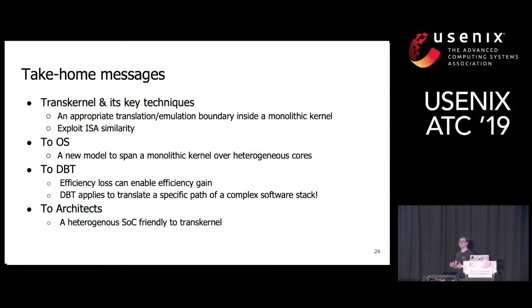To architects, we advocate a heterogeneous SoC design that is friendly to Transkernel. We advocate equal rights for the peripheral core, which shares IRQ and DRAM with the CPU and has the right size of last level cache. And that concludes my talk. I would like to take any questions.